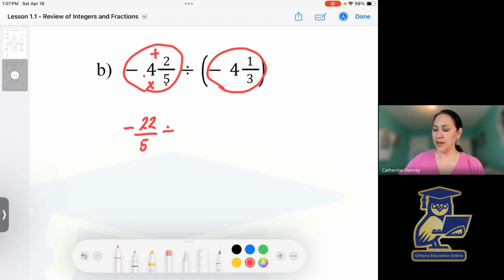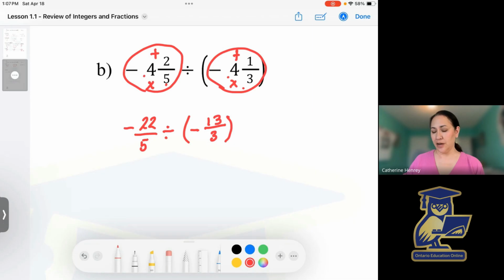I'm going to divide that by, I'm going to bring this negative sign down. And again, changing the mixed fraction into an improper fraction, we'll take the 3, times it by the 4 is 12, add the 1, which is 13, and we'll keep our denominator.